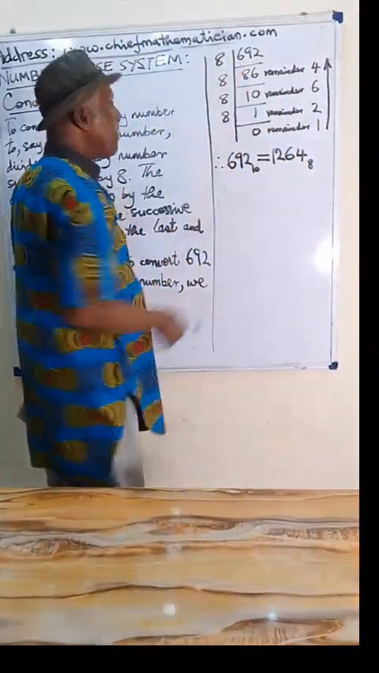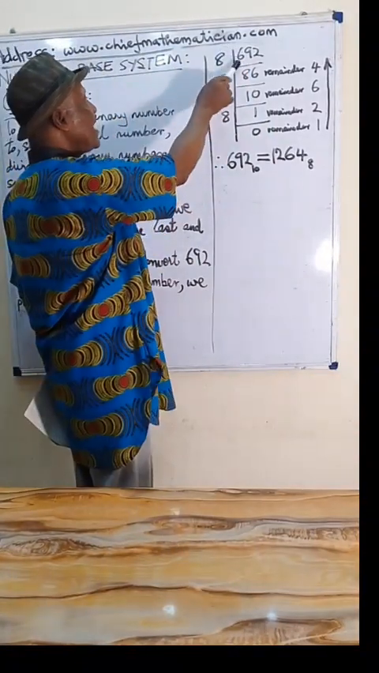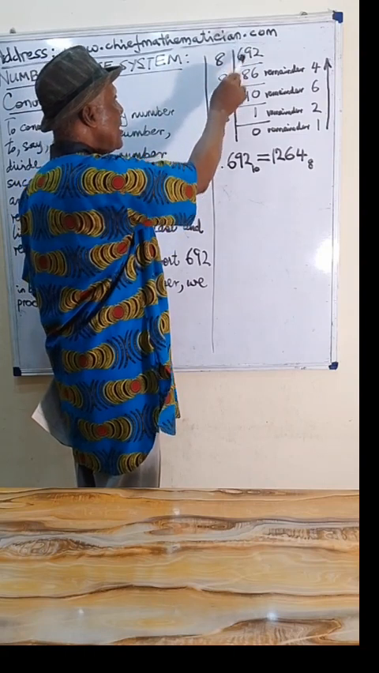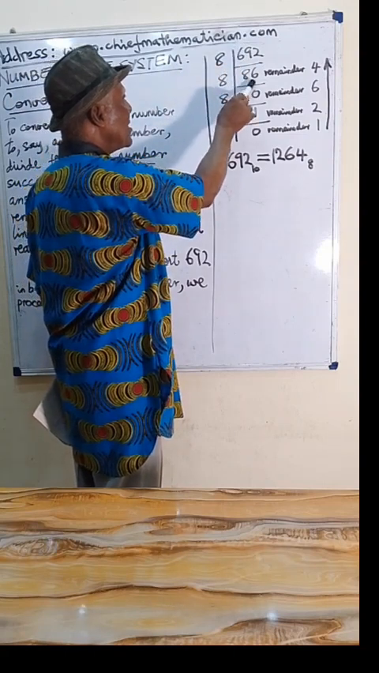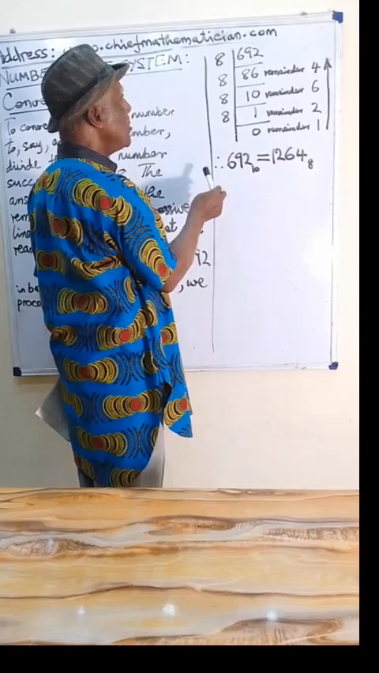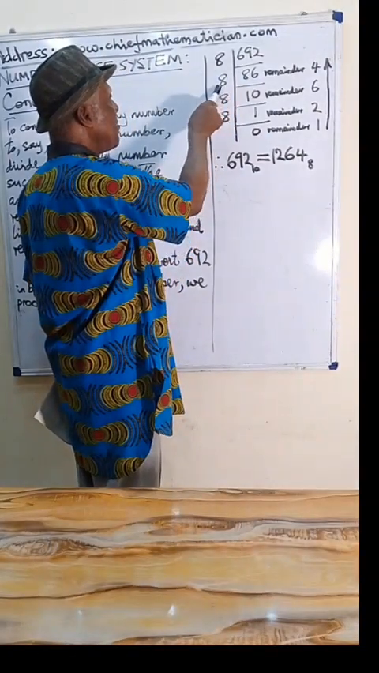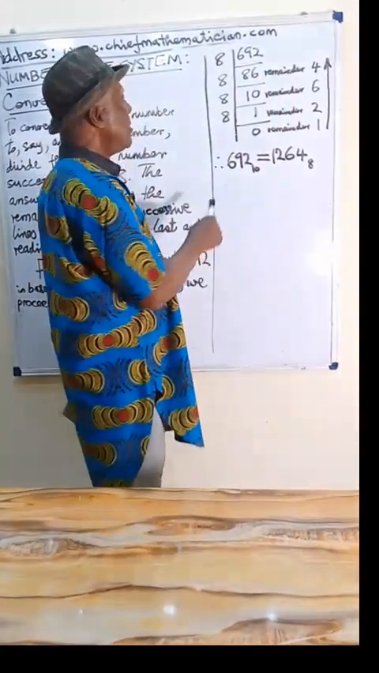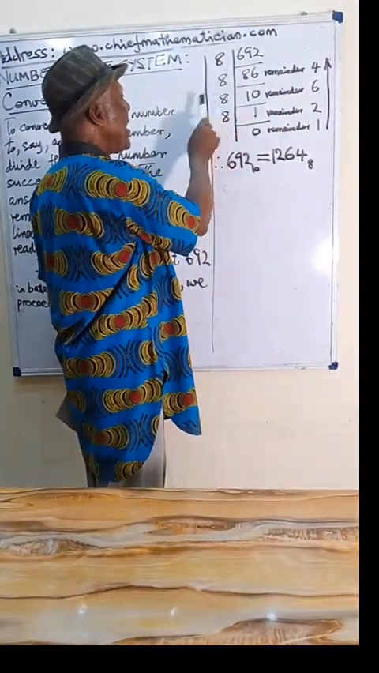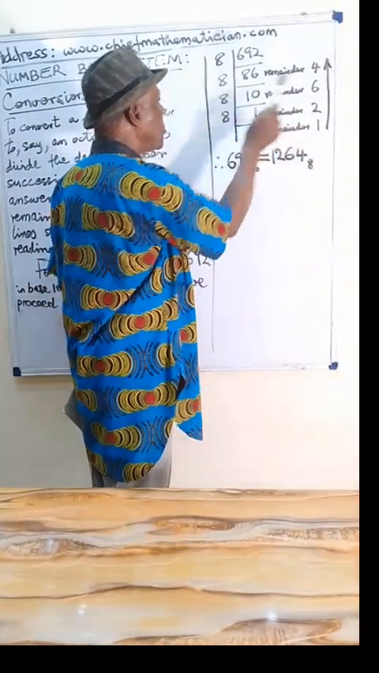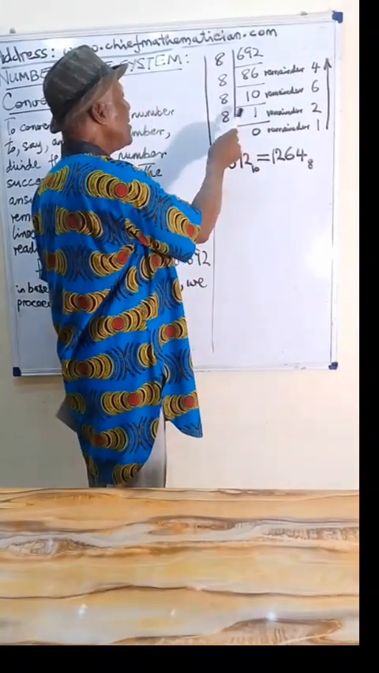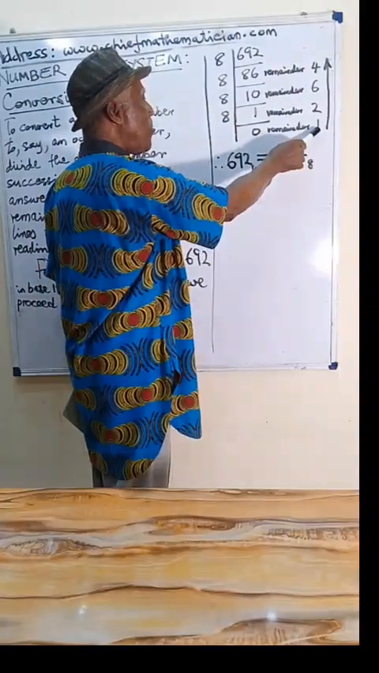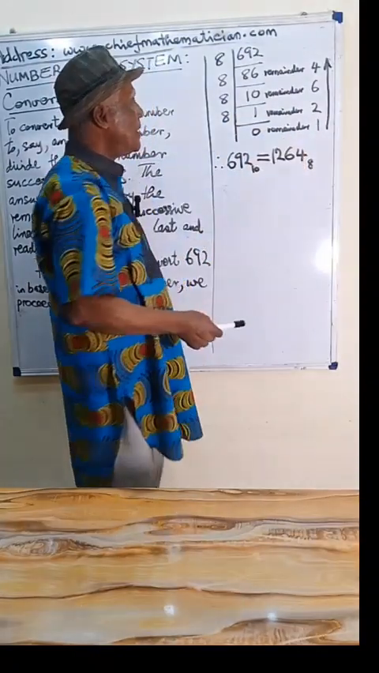Look at what you have here. 692 divided by 8 will give you 86 remainder 4. 86 divided by 8 will give you 10 remainder 6. 10 divided by 8 will give you 1 remainder 2. 1 divided by 8, of course, is 0. We are carrying the 1 up as remainder.